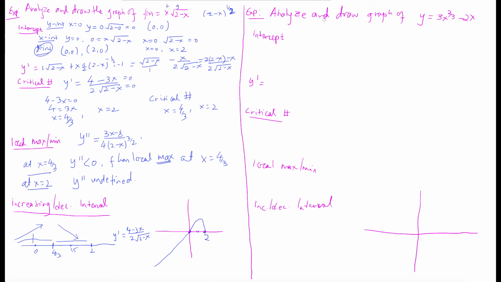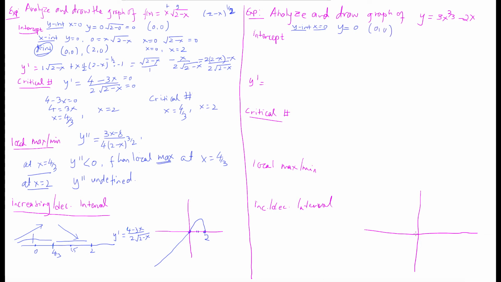So let's do another example. Another example is y equals 3 times x to the 2/3, that is a fractional power, right? And then minus 2x. So how do we find the intercepts first? First let's find the y-intercept. As in the previous example, you set x equals 0. So you get y equals 0 minus 0, right? So basically 0, 0 is the y-intercept.